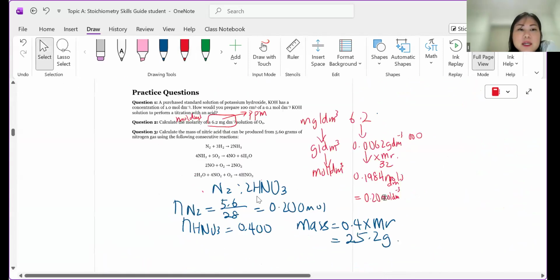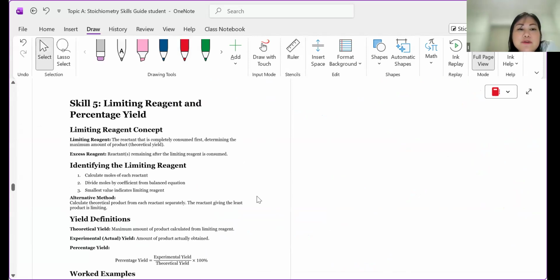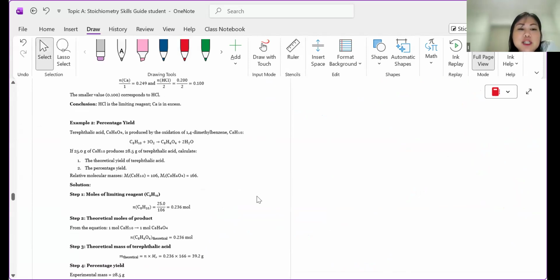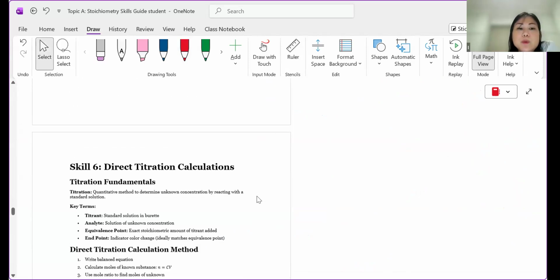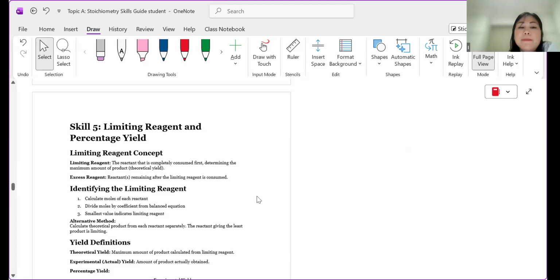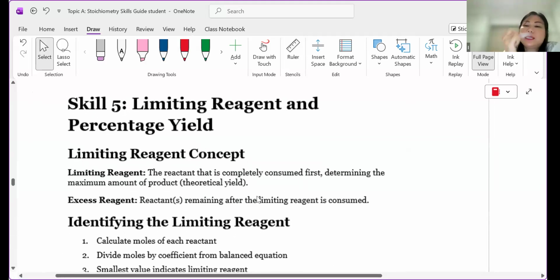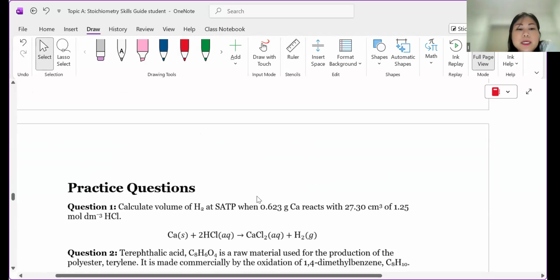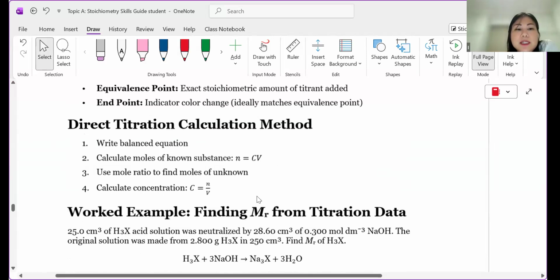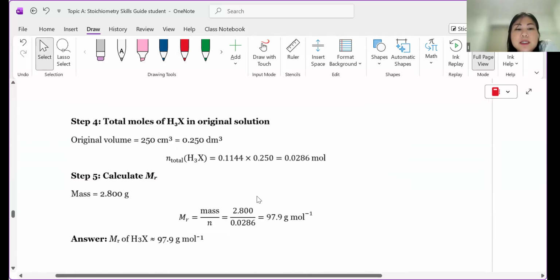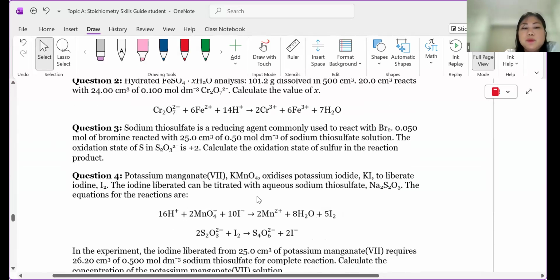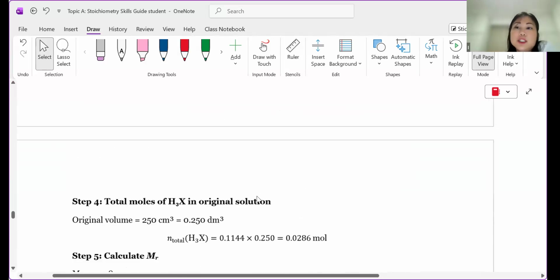Okay, so we are done with this section. So we will go and revise scale 5, which is limiting reagent and percentage yield. And then we will maybe stop here at scale 5. Let me see what scale 6 is. Scale 6 is direct titration. Direct titration also can go through the examples. So we will start after direct titration.